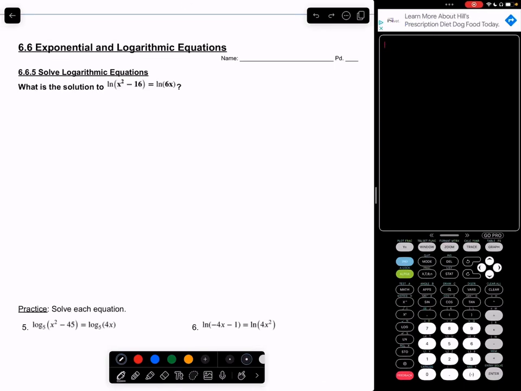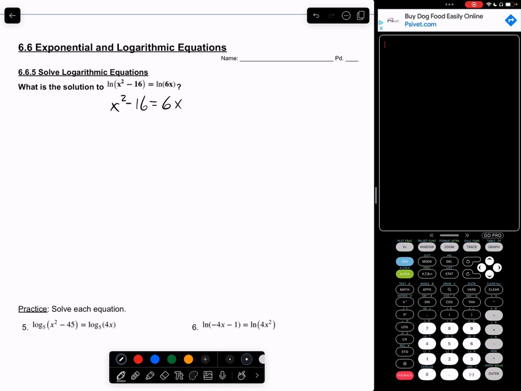In this video, we are going to solve logarithmic equations. This one starts out very nicely for us. We have the natural log of two different terms, x squared minus 16 and 6x. Since they're both the same natural log, then we don't need the natural logs anymore. And we are able to, fortunately, just say that x squared minus 16 equals 6x, which is pretty easy compared to the previous problem that we just looked at.